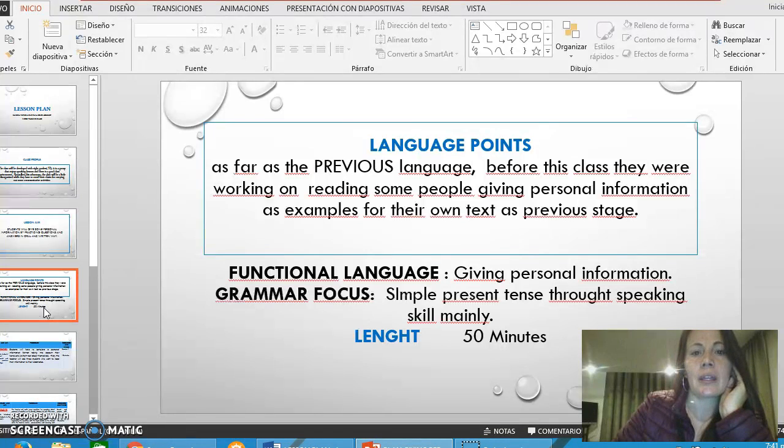Language points, it has to do with the previous language. Before this class, they were working on reading some people giving personal information as examples for their own text, as a previous stage, that is the homework. The functional language, giving personal information. Grammar focus, it has to do with simple present tense through speaking skill mainly. The time that I have for the class is 15 minutes.